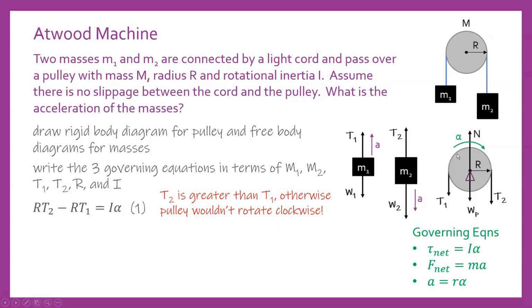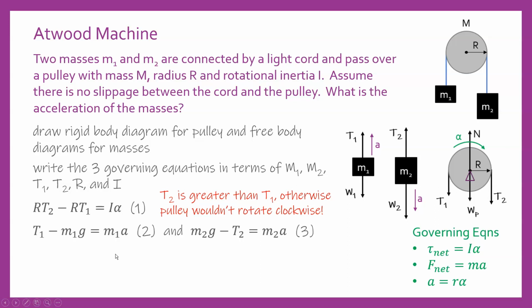So even though it's the same cord, when it goes over this pulley with mass, the tension force on the right-hand side is stronger than the tension force on the left side. This is important conceptually because when the pulley is massless, these two tensions on either side of the pulley are the same. But when the pulley has mass and it has rotational inertia, when it's rotating clockwise, the tension force on the right-hand side of the pulley is going to be greater than the tension force on the left-hand side.